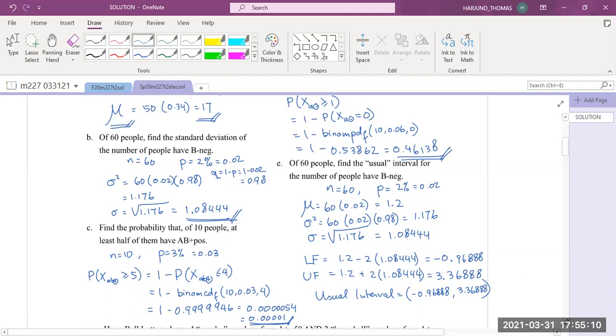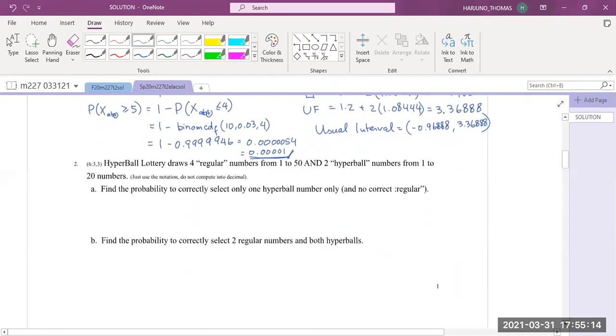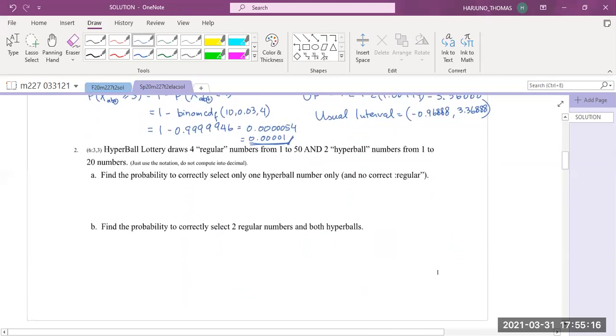Okay, now let's go on. Number 2. Hyperbole lottery draws 4 regular numbers from 1 to 50 and 2 hyperbole numbers from 1 to 20. So we have from 50, you will choose 4. From that 20, you will choose 2.